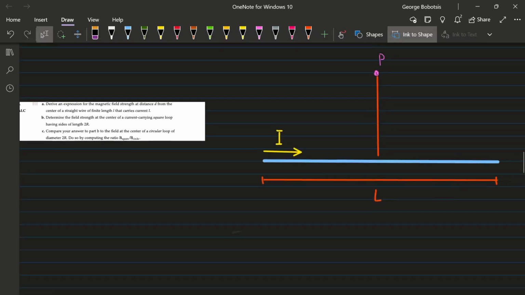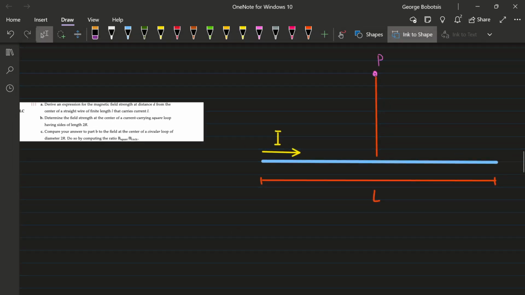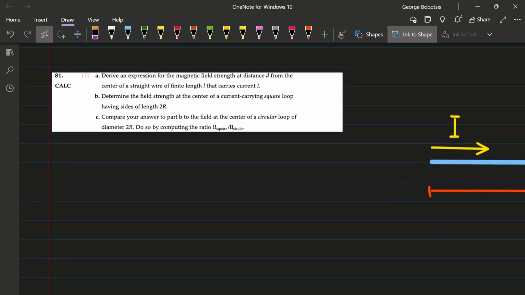Another Biot-Savart problem here, and it has several pieces to it that are nice. So, Biot-Savart, it says here: derive an expression for the magnetic field strength at a distance d from the center of a straight wire of finite length L that carries current I.